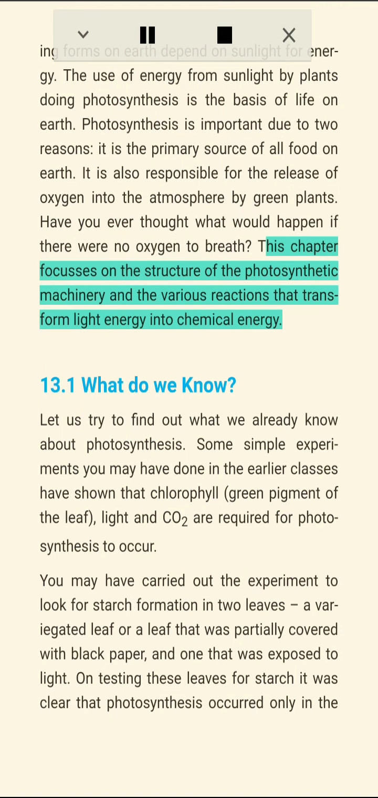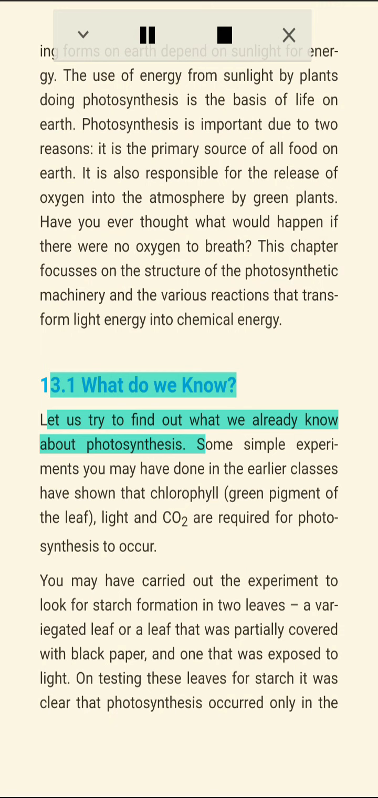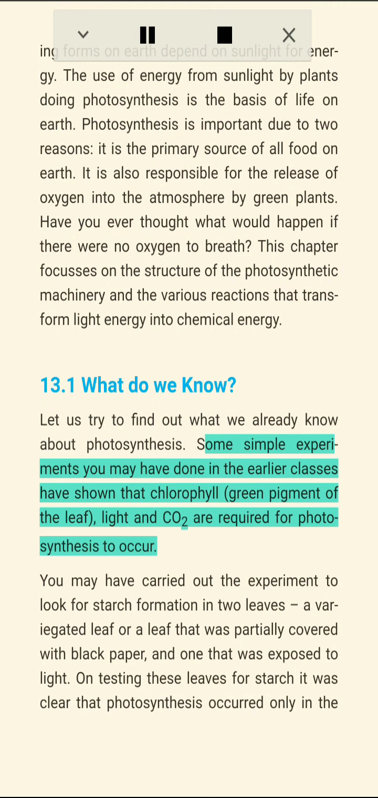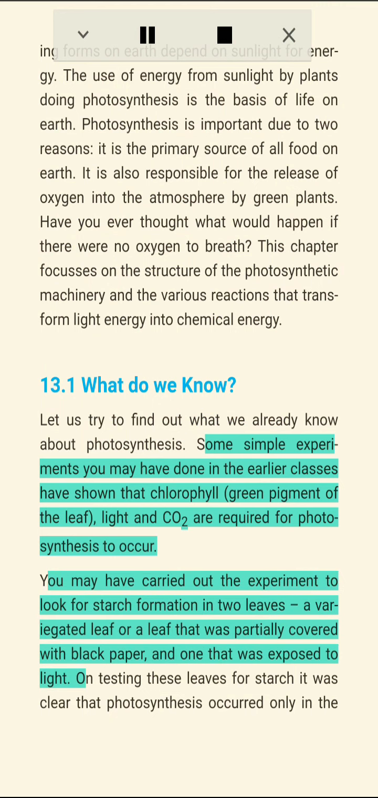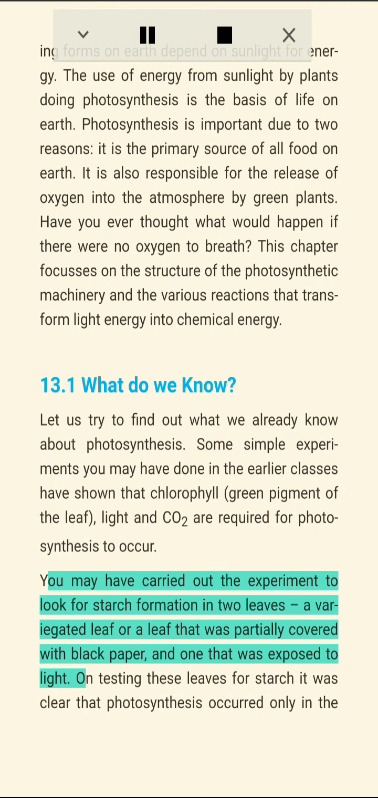This chapter focuses on the structure of the photosynthetic machinery and the various reactions that transform light energy into chemical energy. 13.1 What do we know? Let us try to find out what we already know about photosynthesis. Some simple experiments you may have done in the earlier classes have shown that chlorophyll, the green pigment of the leaf, light and CO2 are required for photosynthesis to occur.